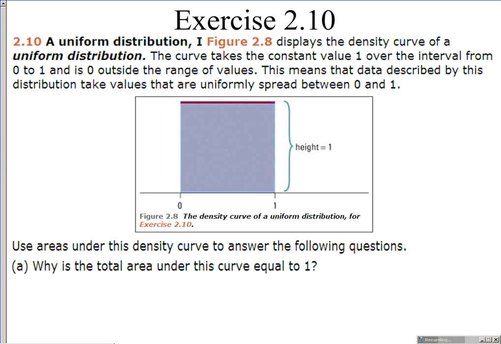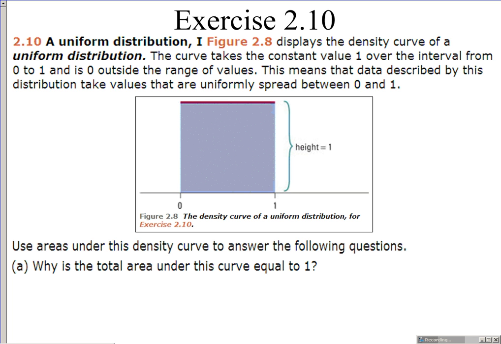Problem 10. Figure 2.8 displays the density curve of a uniform distribution. The curve takes the constant value 1 over the interval from 0 to 1 and is 0 outside the range of values. This means that the data described by this distribution takes values that are uniformly spread between 0 and 1. So we can see on this density curve here, the x-axis goes from 0 to 1. The height of the curve is from 0 to 1. So the area underneath this curve would be 1 times 1, which is 1.